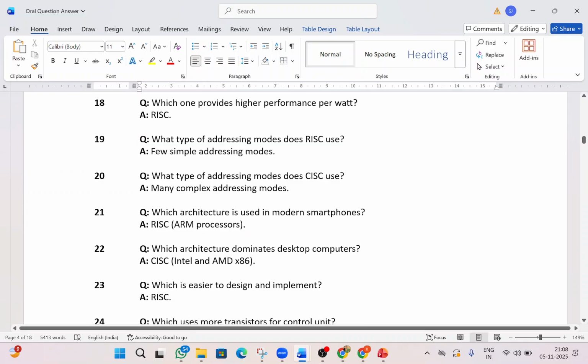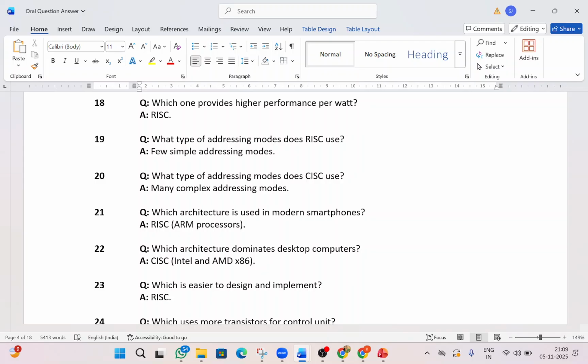18th number, which one provides high performance per watt? High performance, that is RISC. RISC achieves better energy efficiency, delivering high performance for low power consumption. So the answer is RISC.